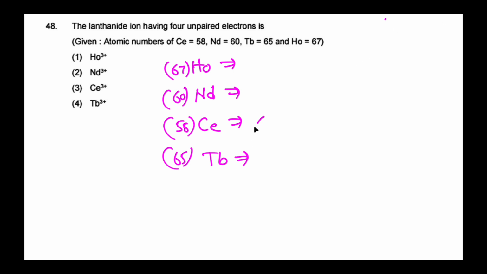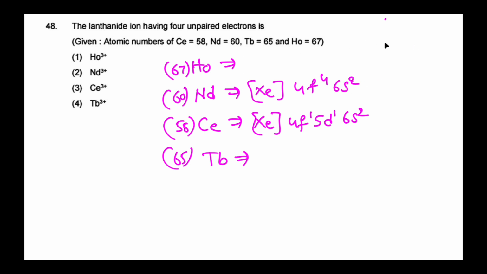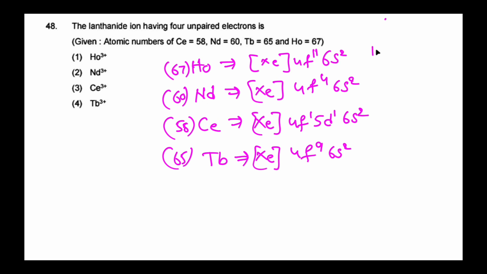So here cerium is xenon 4f1 5d1 6s2. Then neodymium is xenon 4f4 6s2. This is the valence electronic configuration. Then terbium xenon 4f9 6s2. Then holmium xenon 4f11 6s2. Now go through that, holmium +3.